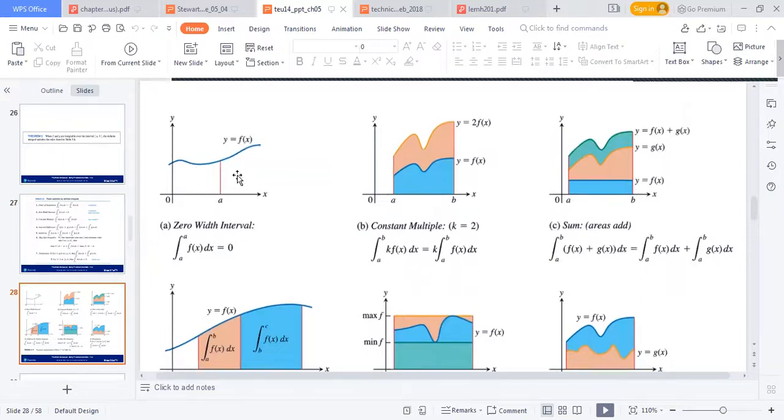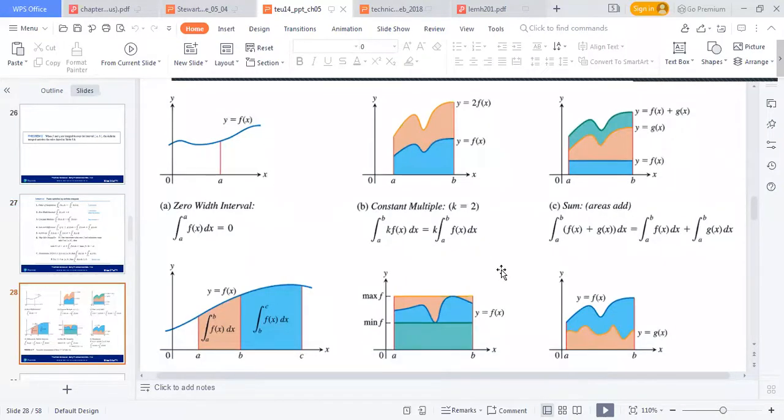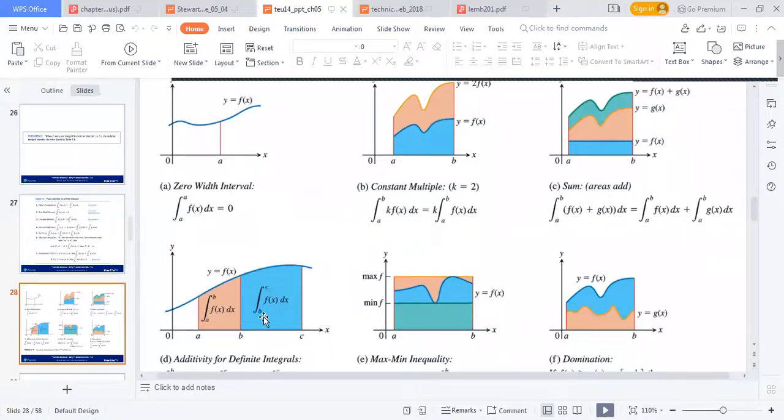So geometrically, we can identify the properties. Suppose this is the zero width interval, a to a, integration over a to a will be 0, and the constant multiple rule. This is the geometrical interpretation. This is the sum rule, the sum and difference rule. Similarly, this is the additivity of definite integral. Suppose from A to C we have to find the whole area. We can divide it into two parts: one from A to B, this area, and another from B to C, this area. Then this area plus this area equals the total area.